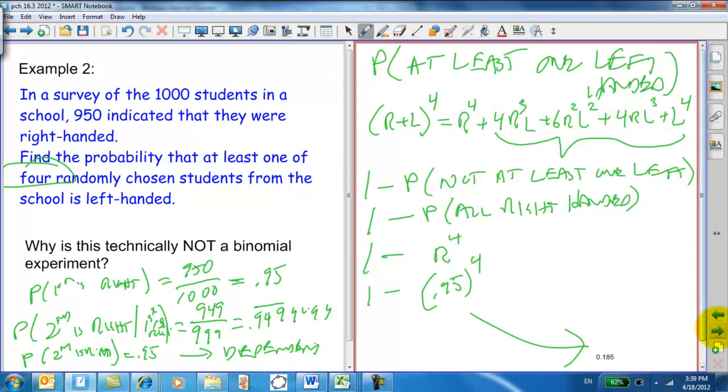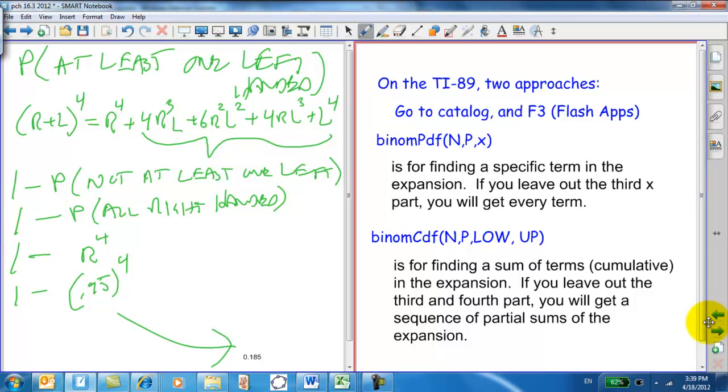So now let's see how you do this on the T89. There's 2 approaches. You can use binomial PDF and binomial CDF. PDF is for finding a specific term in the expansion, like if I had asked what's the chance of one left-handed person, and you could put in the number of successes right there. If you leave that out, it'll actually give you the whole list of all the probabilities. Binomial CDF I find the most useful, especially in this one, is finding a sum of terms cumulative in the expansion. If you leave out the 3rd and 4th part, you'll get a sequence of partial sums of the expansion, so it'll give you something like what you got with binomial PDF without this one.